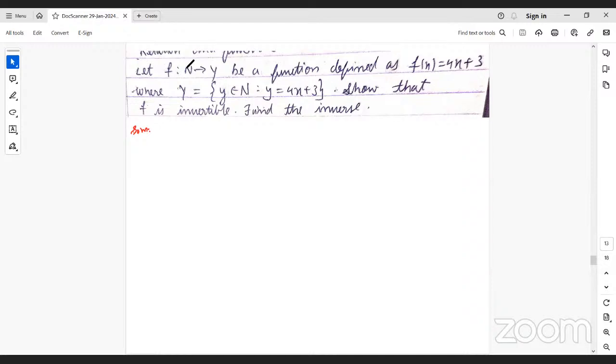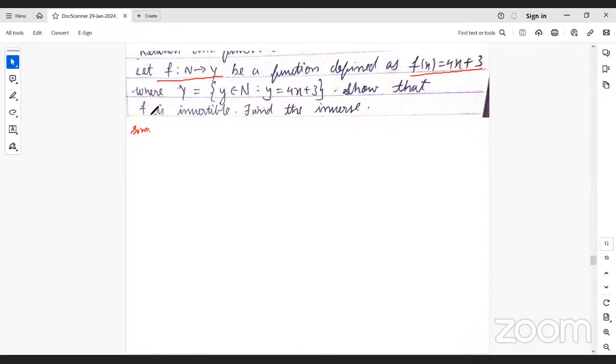Here two terms are very important: the domain and range, which are already given in the question, and the definition of the function, f of x is equal to 4x plus 3. Here we need to show that f is invertible and also find the inverse. So first we have to show f is invertible, and then we need to find the inverse of f.